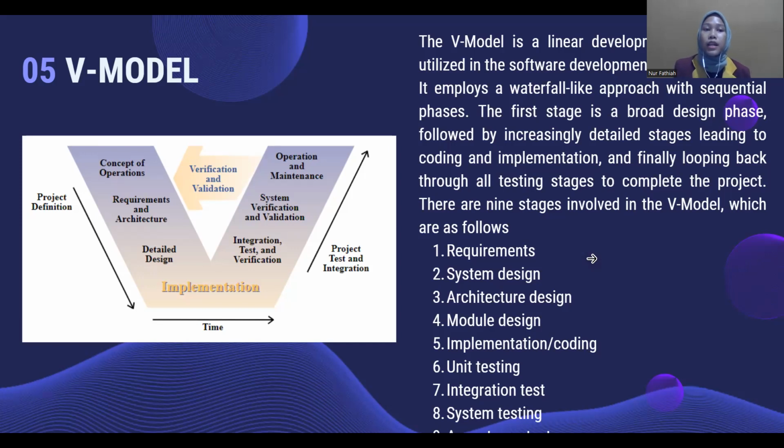And in this V model, there are 9 stages. First of all is requirements, and then system design, and then architecture design, and then module design, and then implementation or coding. And next is unit testing. 7 is integration test. 8 is system testing, and 9 is acceptance test.